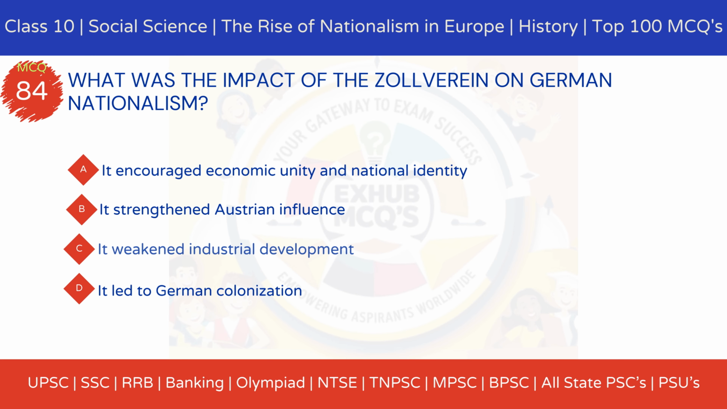MCQ 84. What was the impact of the Zollverein on German nationalism? Option A, it encouraged economic unity and national identity. Option B, it strengthened Austrian influence. Option C, it weakened industrial development. Option D, it led to German colonization.